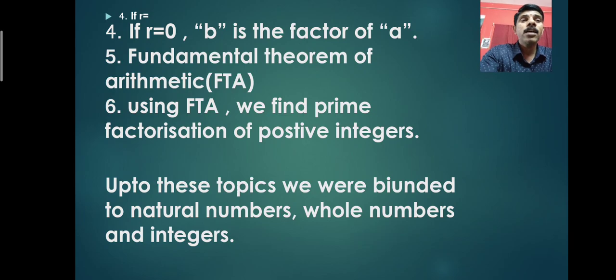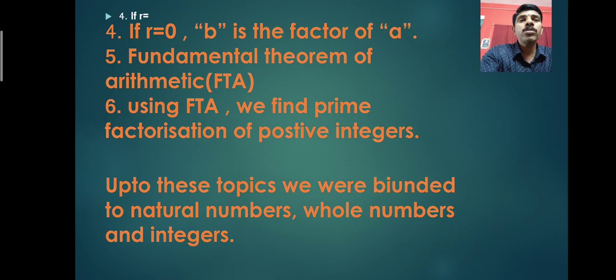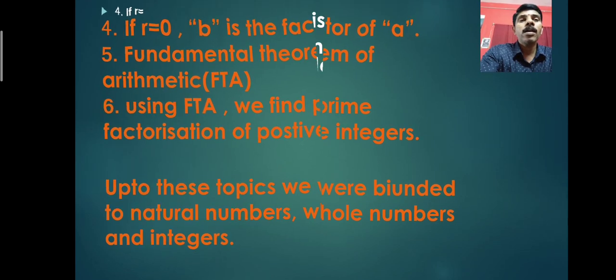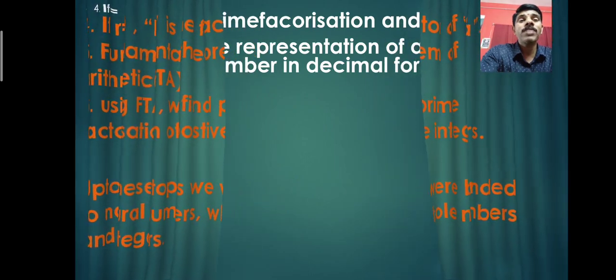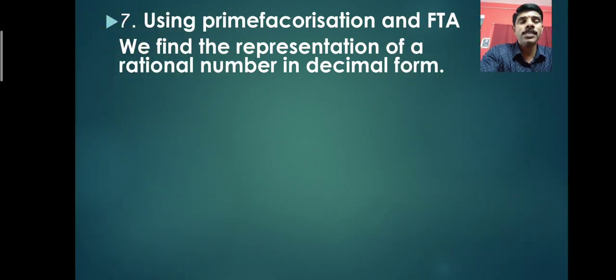So next, using the fundamental theorem of arithmetic, we can find the prime factorization of the denominators of the rational numbers. By finding the prime factorization of the denominators of the rational numbers, which are in the form of p by q, we can say without actual division whether the rational number has a terminating decimal form or a non-terminating recurring decimal form.